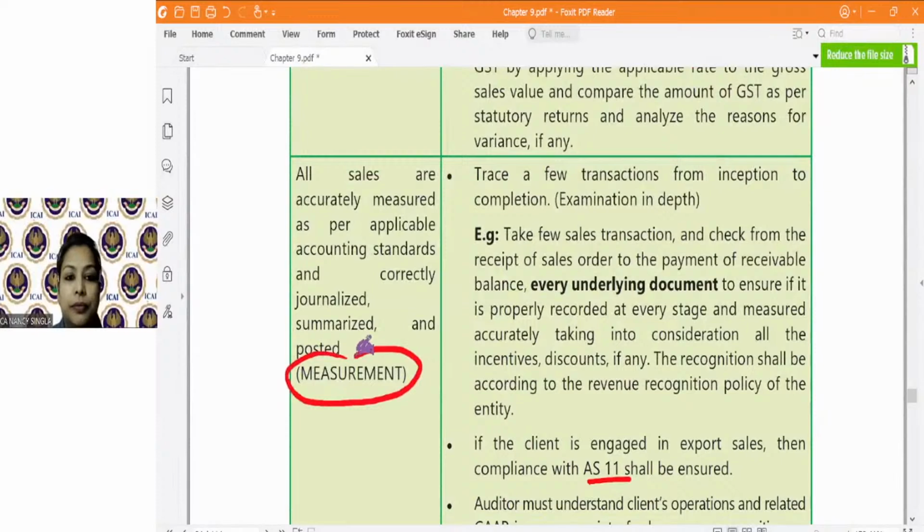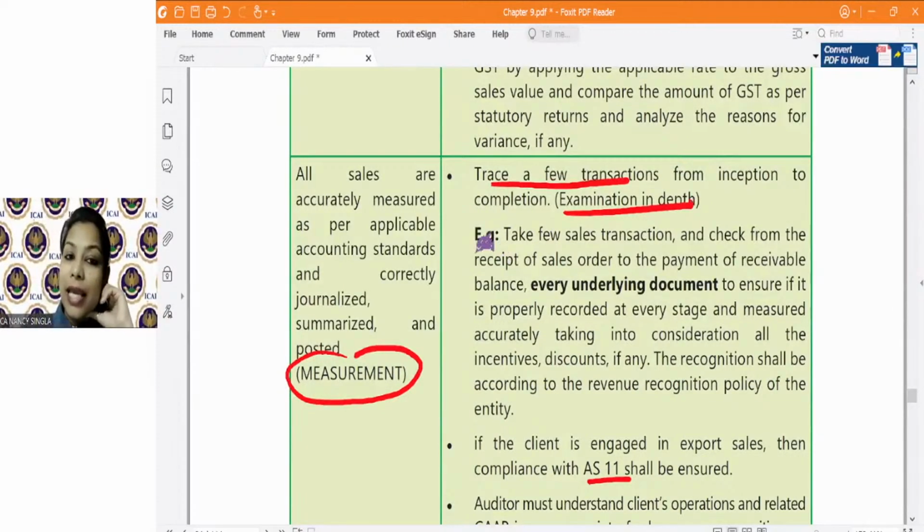Measurement. Trace a few transactions from inception, from the very start till completion, that is examination in depth. Example, take a few sales transactions, check from receipt of the sales order and every underlying.